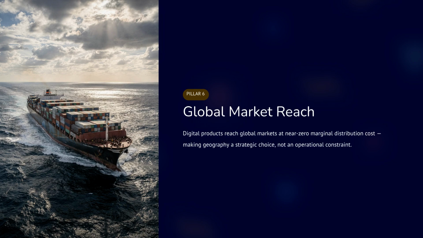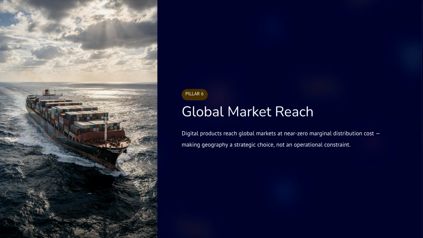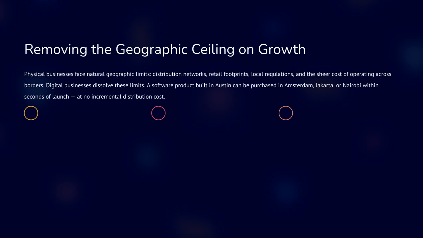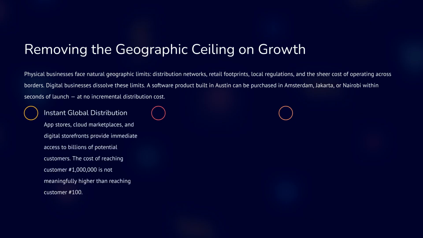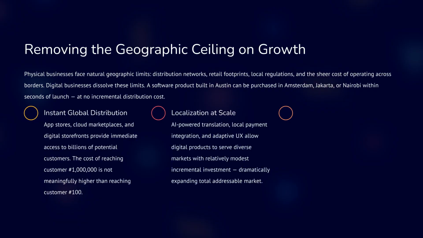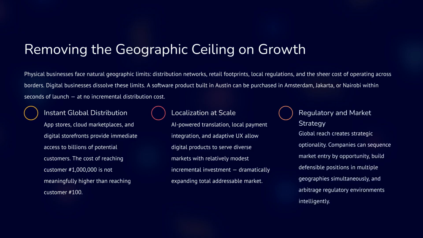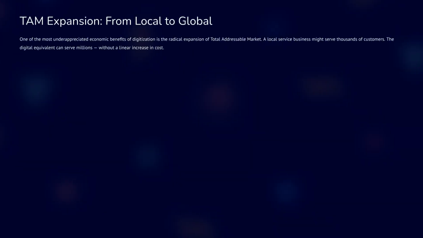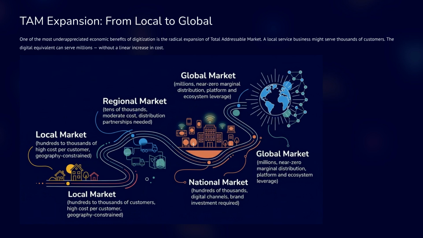Pillar 6 is global market reach. Digital products reach global markets at near-zero marginal distribution cost, transforming geography into a strategic choice rather than an operational constraint. Digital businesses remove the geographic ceiling on growth through instant global distribution via app stores and digital storefronts. Localization at scale, powered by AI, serves diverse markets. This creates strategic optionality for regulatory and market strategy globally. A key economic benefit is total addressable market, or TAM, expansion. A local business might serve thousands. The digital equivalent can serve millions without a linear increase in cost.